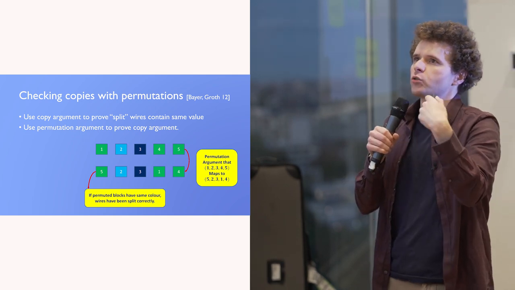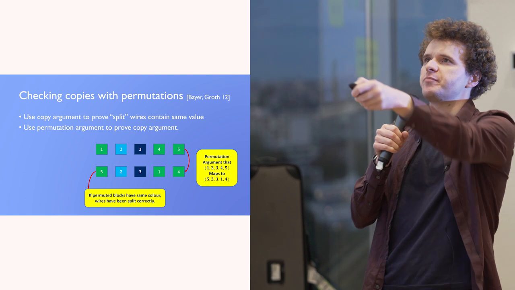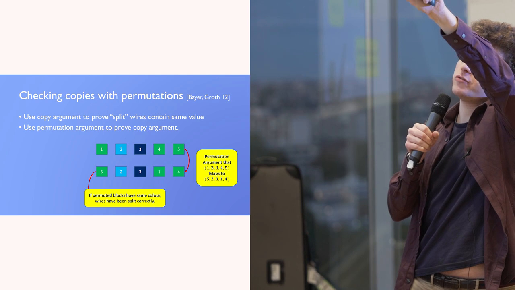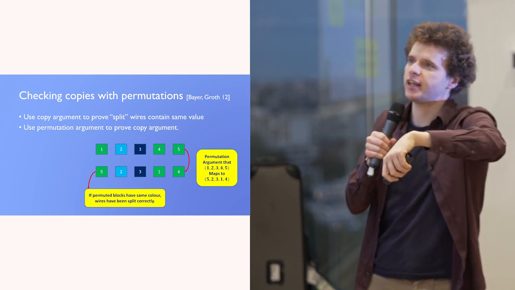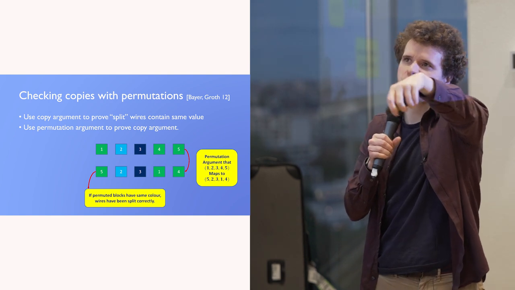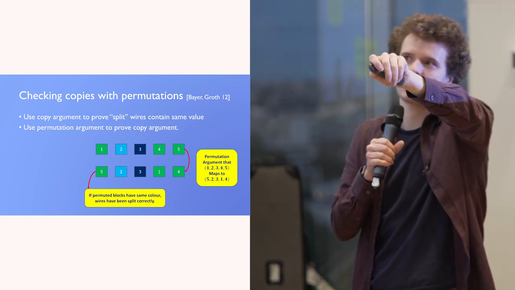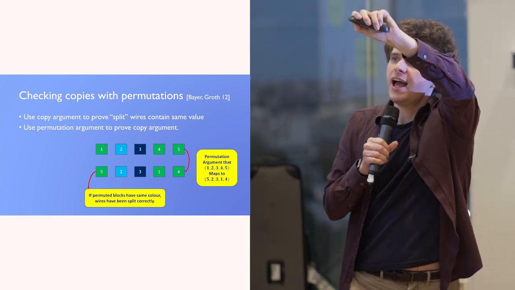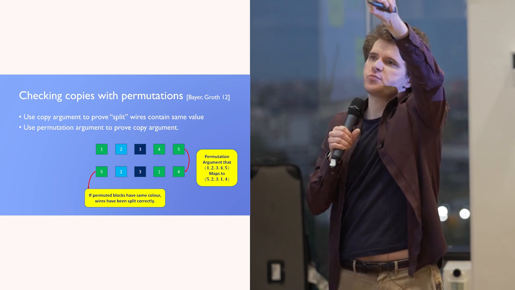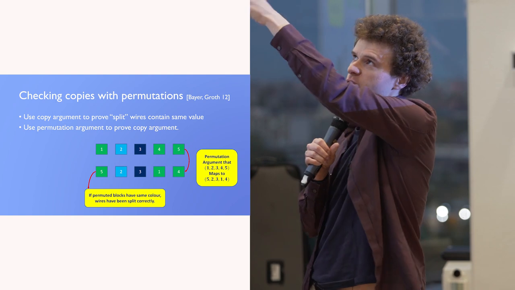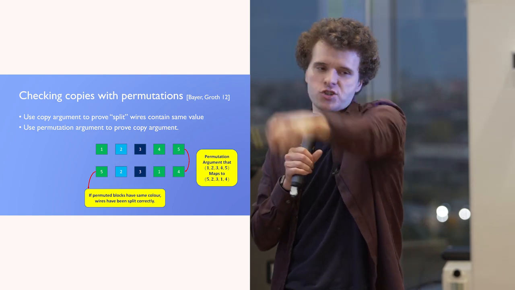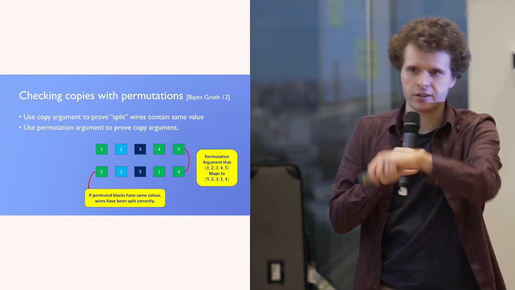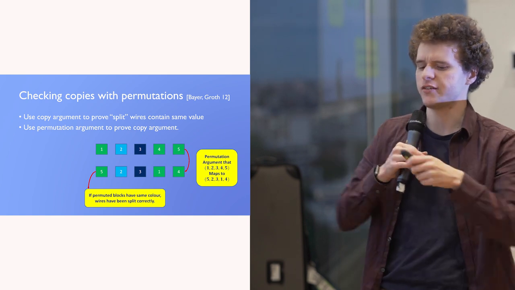Basically, if we have this set of wires with these assigned values, and we want to check that wires 1, 4, and 5 are the same, so that they are green, what we can do is permute the wire indices. So we say, okay, what used to be wire number 1 is now wire number 5, and what used to be wire number 4 is now wire number 1, and what's wire number 5? It's now wire number 4. And we check that those permuted blocks still have the same color. So if we move the fifth wire into the first wire's position, will it match? This is why we call it permutation, because you're jiggling around the wire index values.